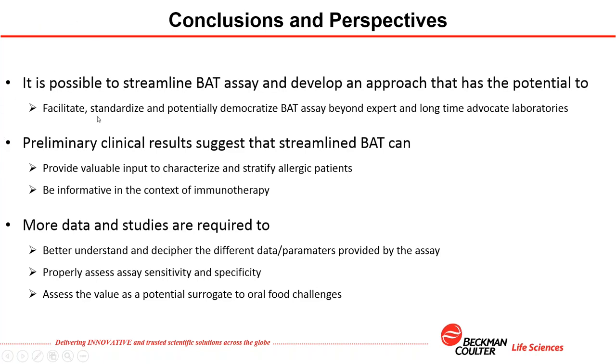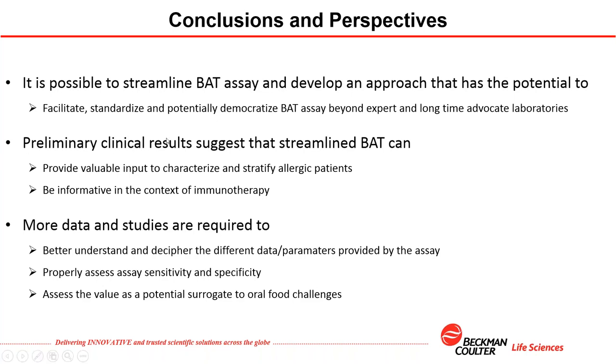First of all, we showed that it is possible to streamline the BAT and to develop an approach that has not only the potential to facilitate and standardize the BAT across different laboratories, but we believe that this approach can also be a tool to democratize the BAT and to spread this important technique beyond expert laboratories.